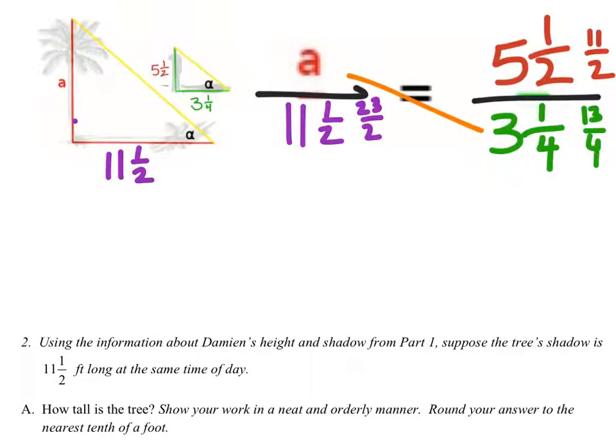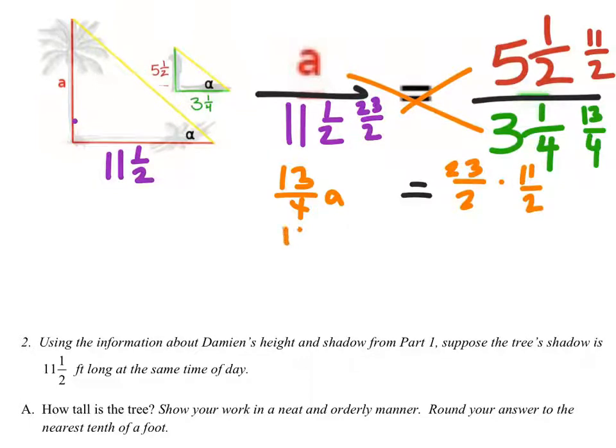So here's our first cross. We would have A times 3 1/4, which means I would have 13/4 A. And this would equal the other cross, which shows as 23/2 times 11/2. So I've got 13/4 times A, and that's good, but I'm going to put the 23/2 times 11/2 in my calculator. And I get 253/4.